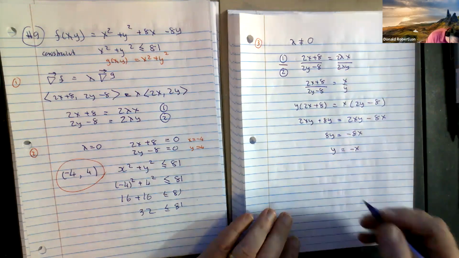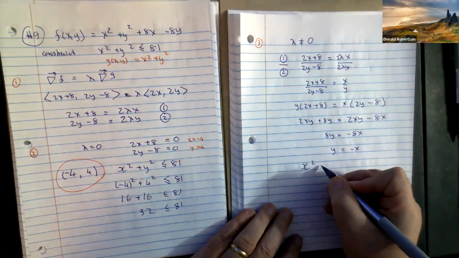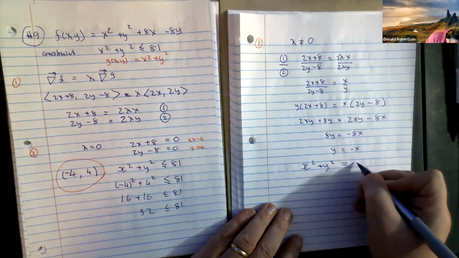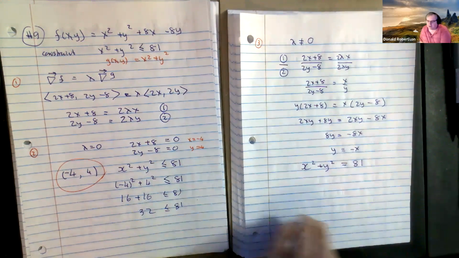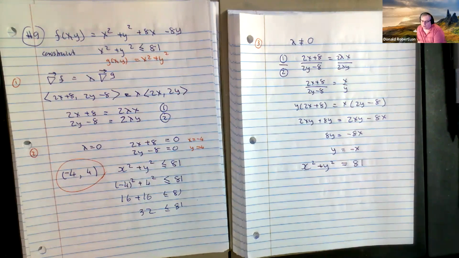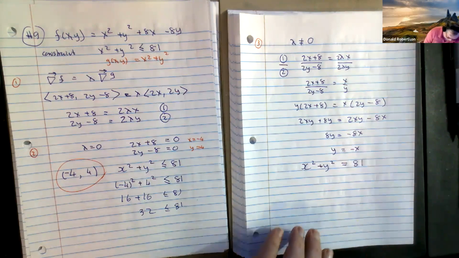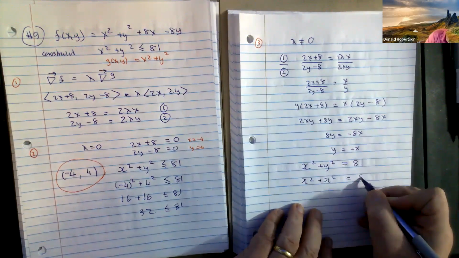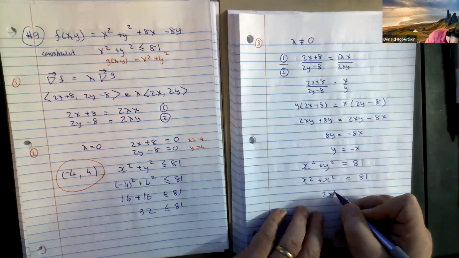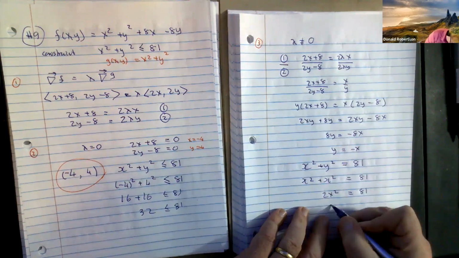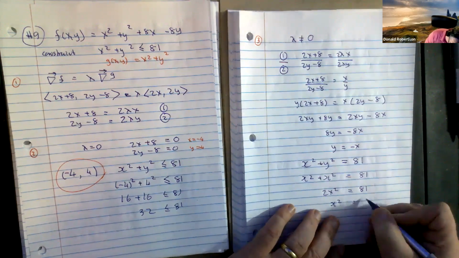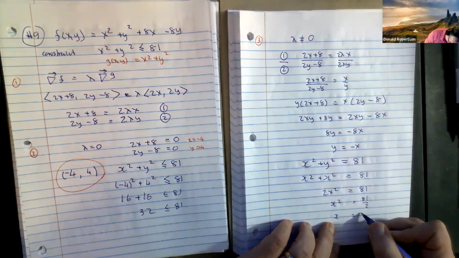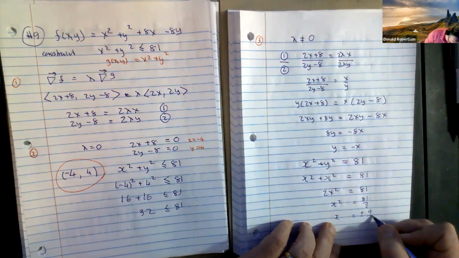Now, if I go back to the constraint, x squared plus y squared, and I know it is less than, but we are only interested in the boundary value. So I'm going to get x squared plus x squared is 81. So I'm going to get 2x squared is 81. So x squared is 81 over 2. And that makes it plus or minus 9 over root 2.